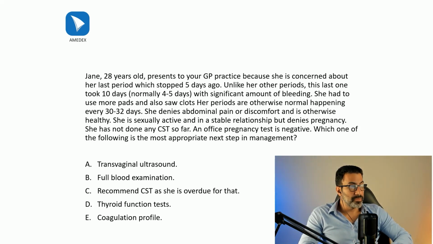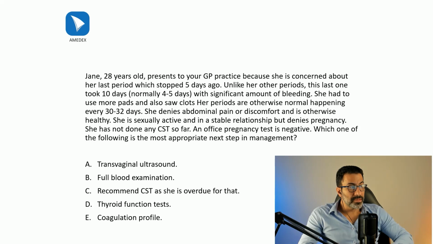Jane, 20 years old, presents to GP practice because she's concerned about her last period, which stopped 5 days ago. Unlike her other periods, this last one took 10 days. Her periods are normally 4 to 5 days. With significant amount of bleeding, she had to use more pads and also saw clots. This indicates heavy bleeding. Her periods were otherwise normal, happening every 30 to 32 days.